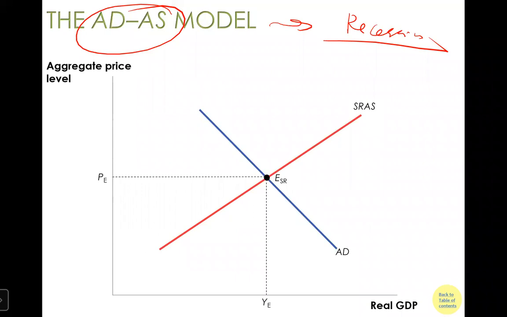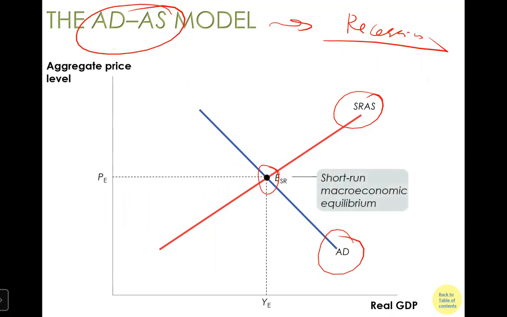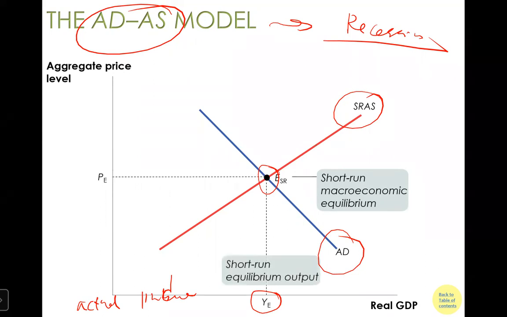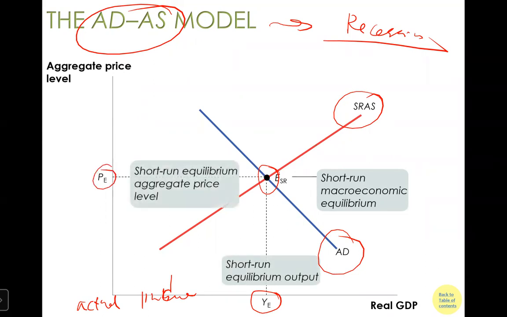So first of all, like before, we are going to bring AD and AS together. And usually they cross each other, so we are in equilibrium, okay? And this is called short run macroeconomic equilibrium. This level of GDP is what we actually produce, right? And this price is the equilibrium price, the short run equilibrium aggregate price, right?